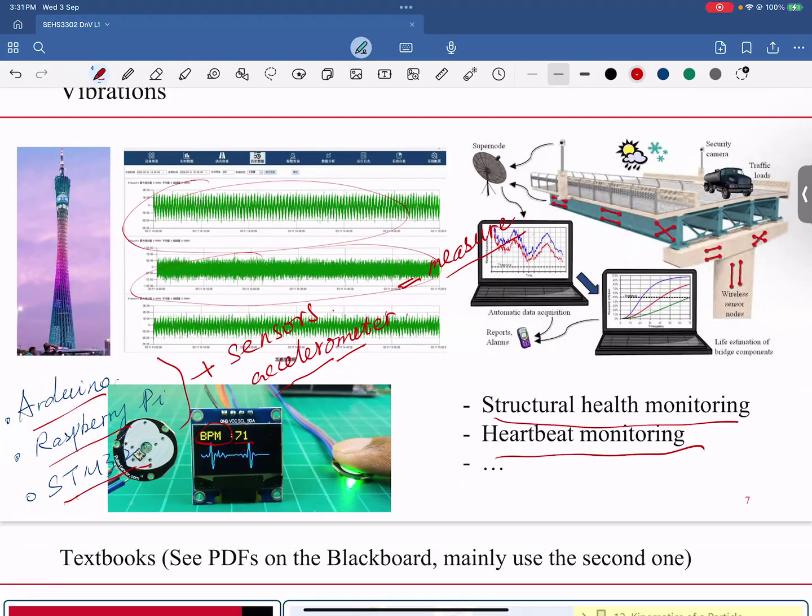of the health of very huge constructions such as a bridge and some landmark buildings. We always monitor its vibration property to see if it is healthy or not.